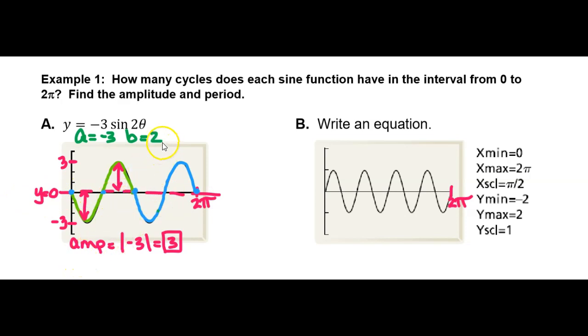All right, so let's talk about this b value. Our b value is 2. What does that mean? That means that we are going to get 2 cycles from 0 to 2 pi. And if we look here, we have 2 cycles. We have this green cycle and we have this blue cycle.